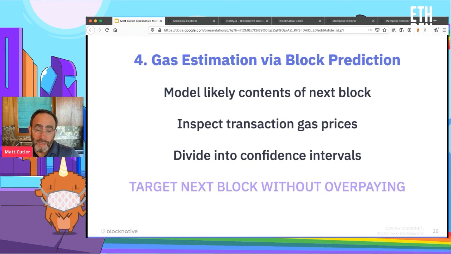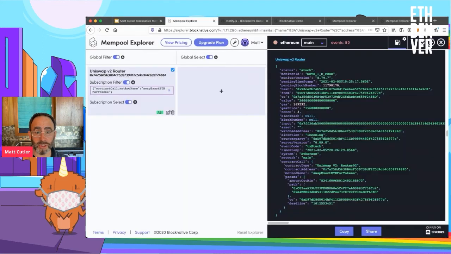And so basically what we're offering here, what we're trying to do is look at what's the likely contents of the next block based on the top of the mempool. We're going to then inspect those transaction gas prices, and then we're going to set confidence intervals to say, hey, how confident are you that at a minimum gas price, you're going to get into the next block, right? So the whole idea here is tooling to enable developers and traders to target getting into the next block without grossly overpaying. So to do this is actually pretty easy.